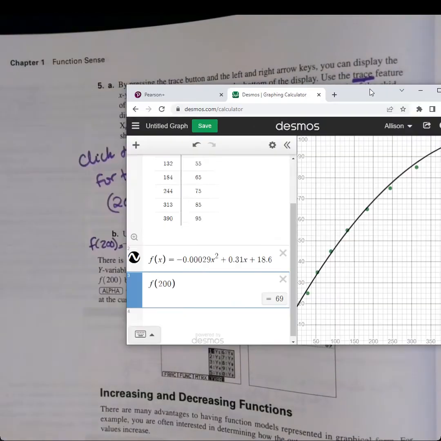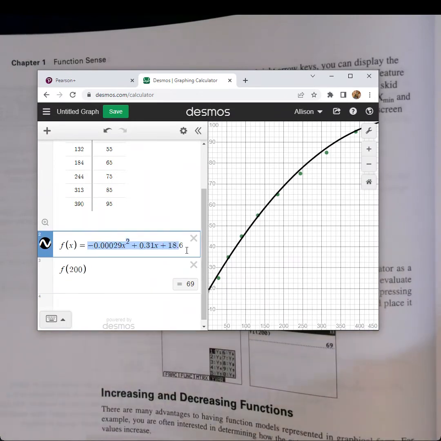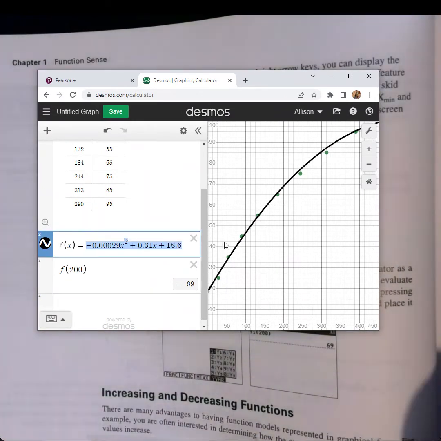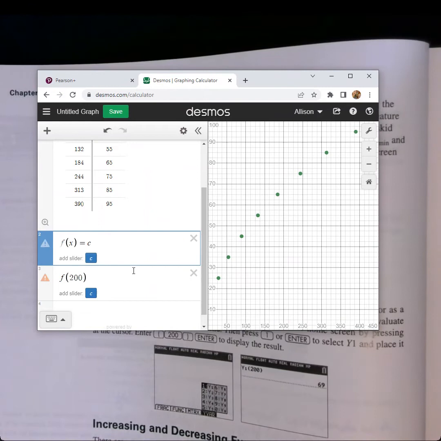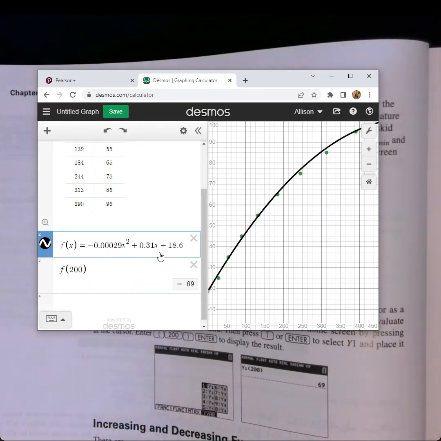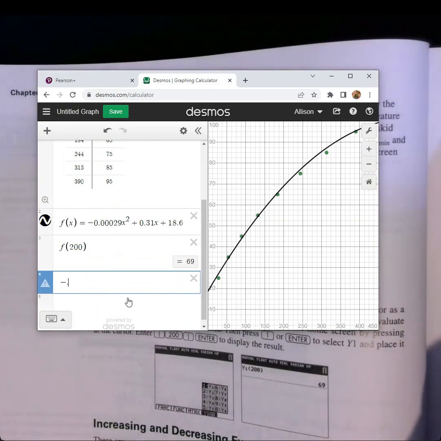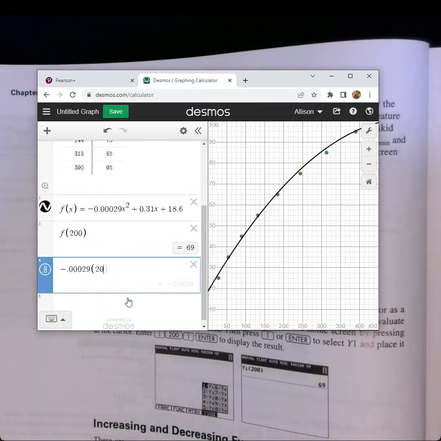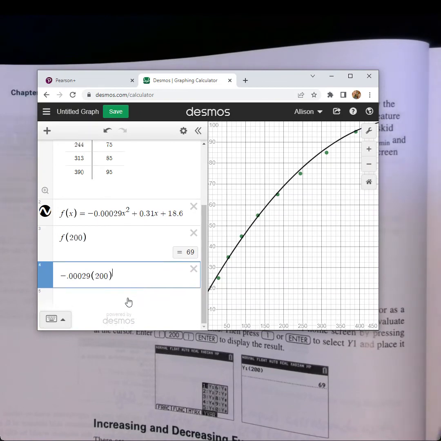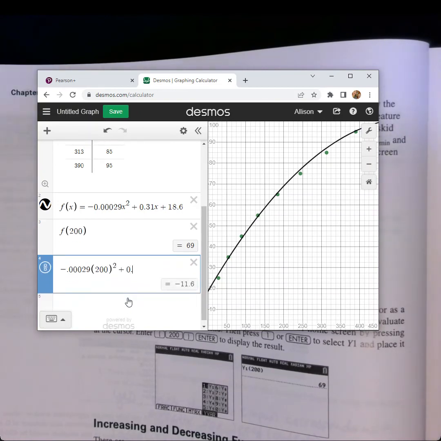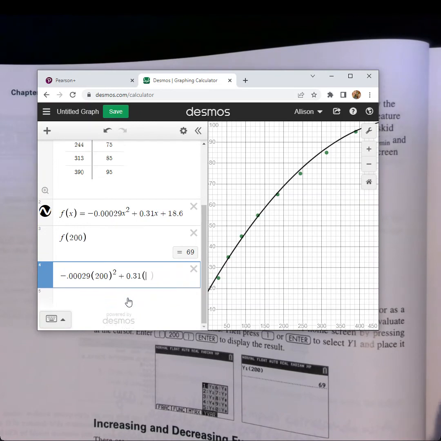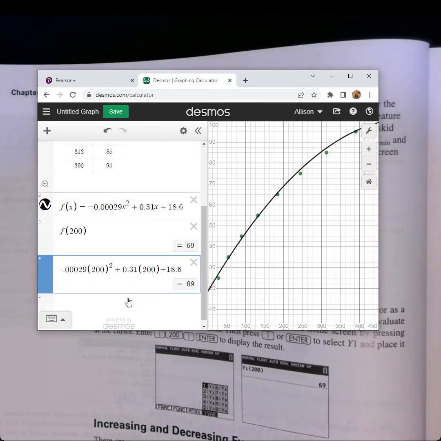Technically I could have retyped this entire equation, although it doesn't make a ton of sense to do that when I can just use function notation. I could have retyped all these little numbers manually. Hopefully you'll soon realize that this is not the best way to do this, because it takes a whole bunch of extra time. And again, you get 69. It's a lot easier to call the function.